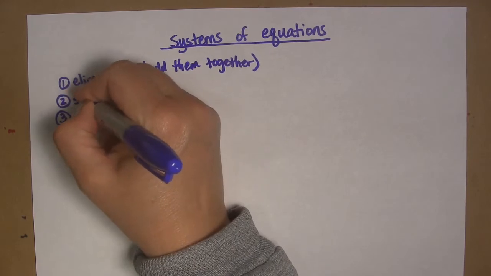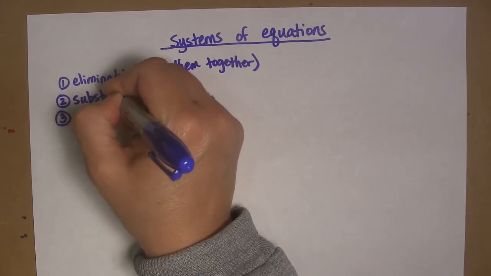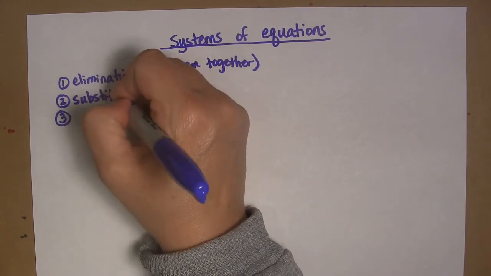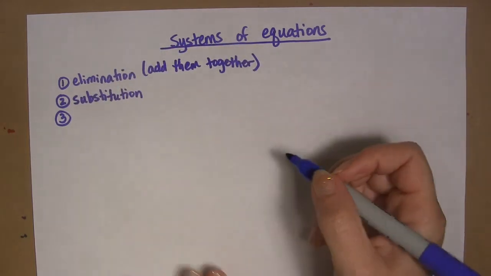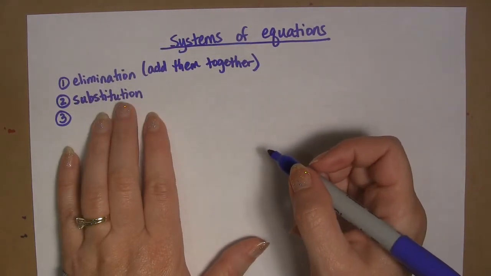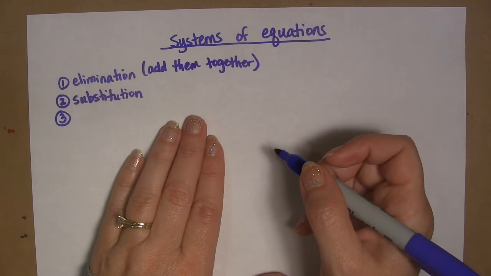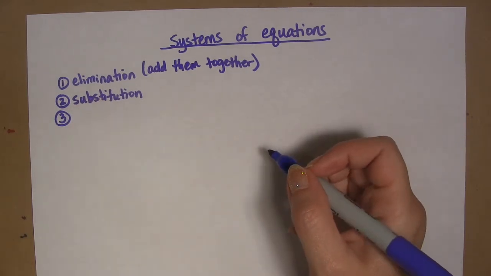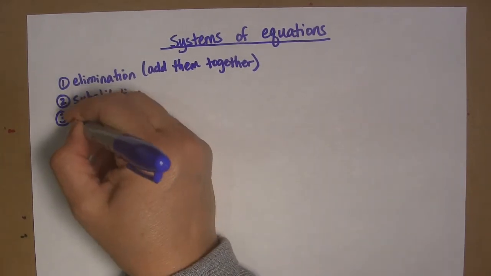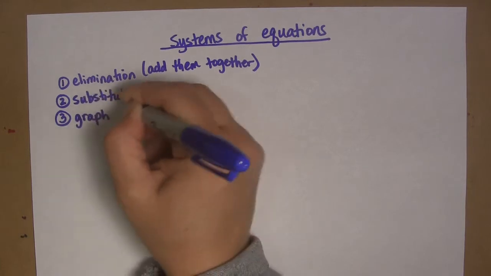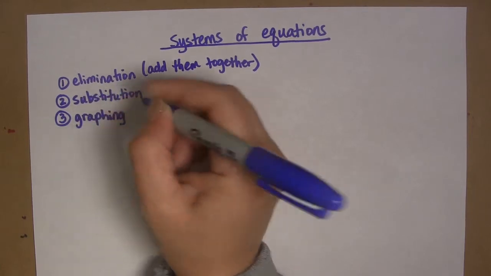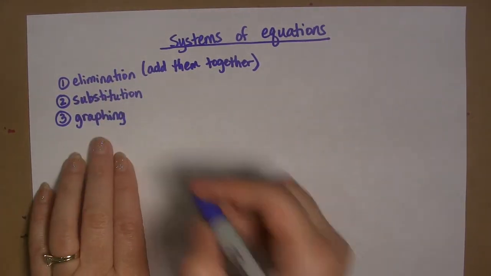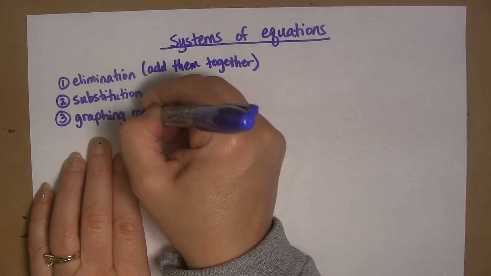The second method is the substitution method. That's when you solve one and then you plug in the other one. We'll do some examples of it so you'll see. And the third way to solve a system of equations is the graphing method.